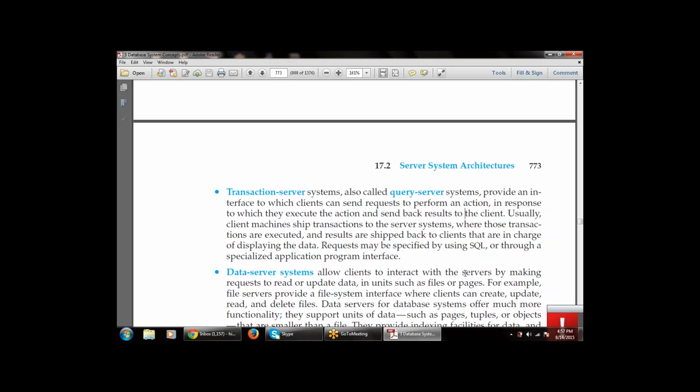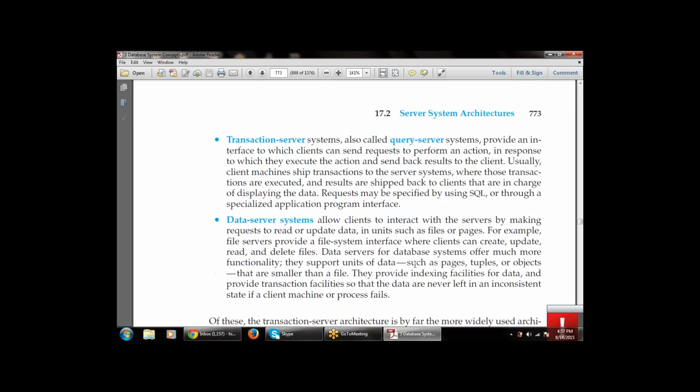So the first one is the transaction server system. The next one is the data server system. The data server system allows the clients to interact with the server by making requests to read or update data in units such as files or pages. For example, file servers provide a file system interface where clients can create, update, read, and delete files.